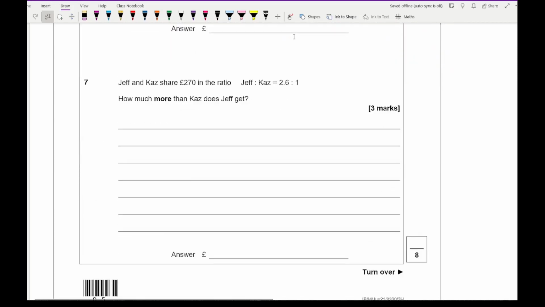Moving on to question 7, it says that Jeff and Kaz share £270 in the ratio of 2.6 to 1. How much more than Kaz does Jeff get? So for this, what we need to do is share this amount in this ratio and compare the two amounts. So let's do 2.6 plus 1, which is 3.6. Then do 270 divided by 3.6, which gives me an answer of 75.